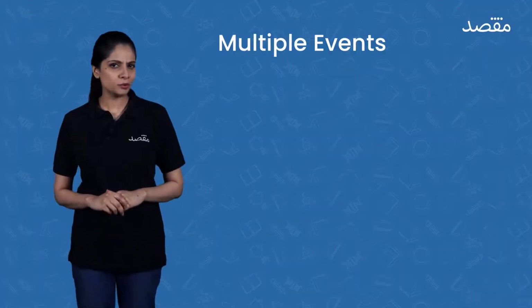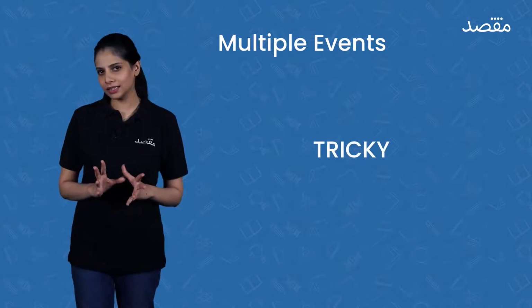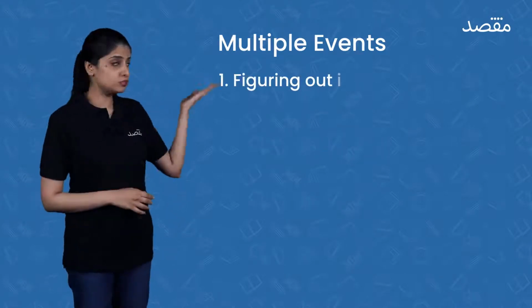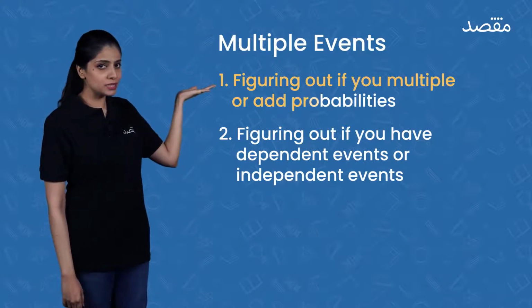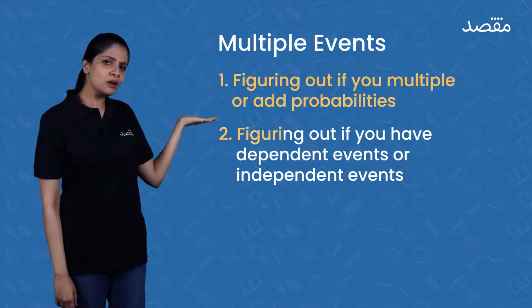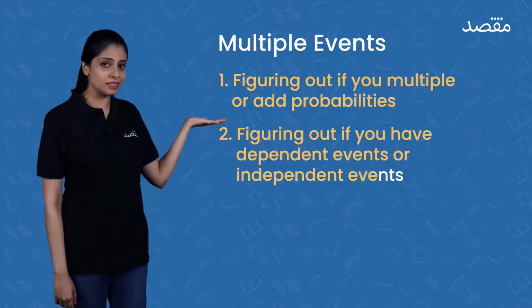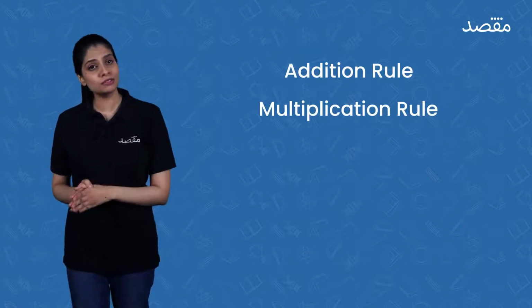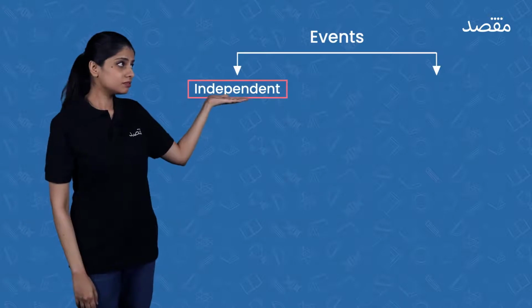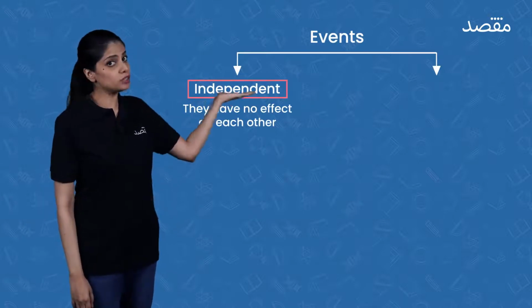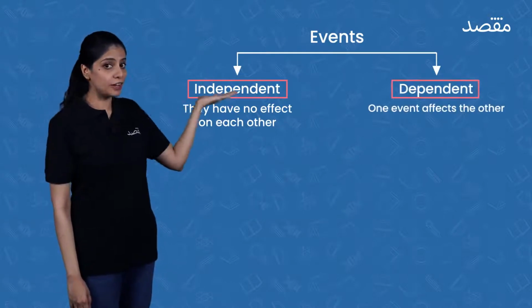So answering such probability questions can seem a little tricky, but it all really boils down to 2 things. Number 1, figuring out if you multiply or add probabilities, and number 2, figuring out if you have dependent or independent events. So before deciding about addition rule or multiplication rule, let's talk about the 2 categories of events. Independent, that have no effect on each other, or dependent, one has an effect on the other.